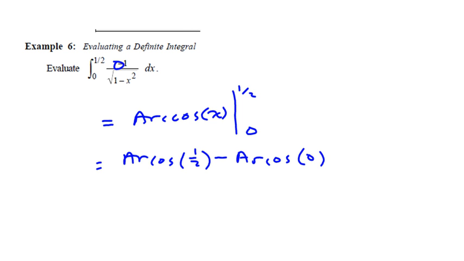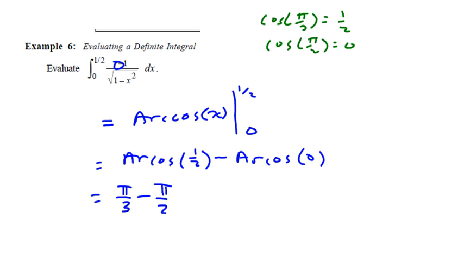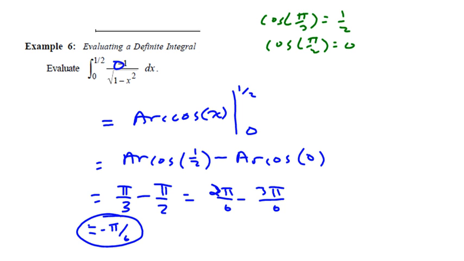And now we really need to test our trig understanding. So arc cosine of 1/2, that is pi over 3. And arc cosine of 0, well, that's pi over 2. Just as a reminder, because cos of pi over 3 equals 1/2, and cos of pi over 2 equals 0. So simplifying this, we have 2 pi over 6 minus 3 pi over 6, which is negative pi over 6.